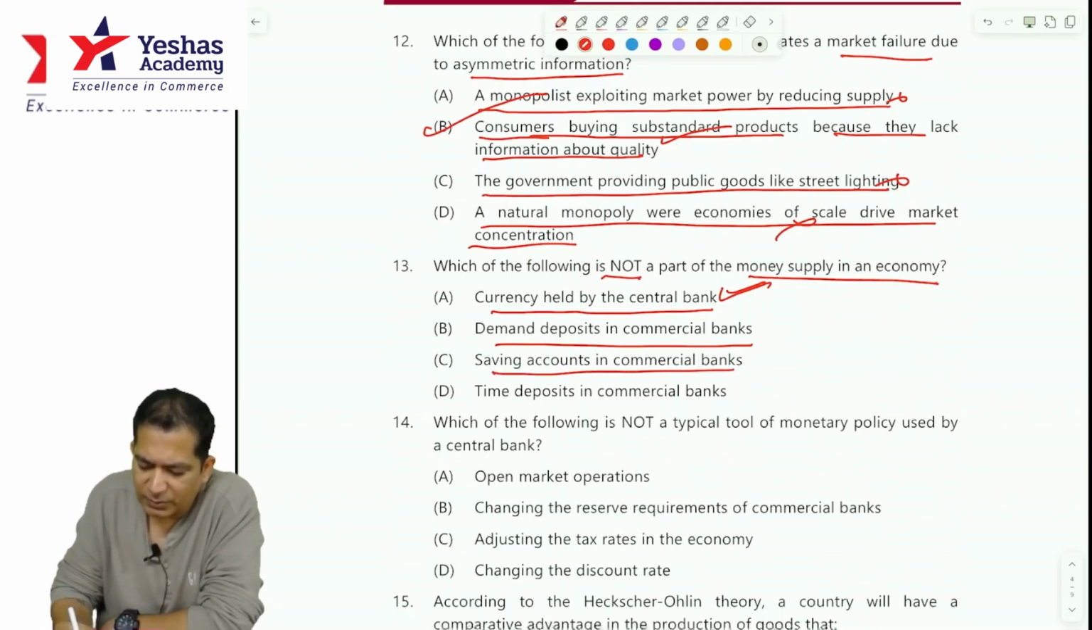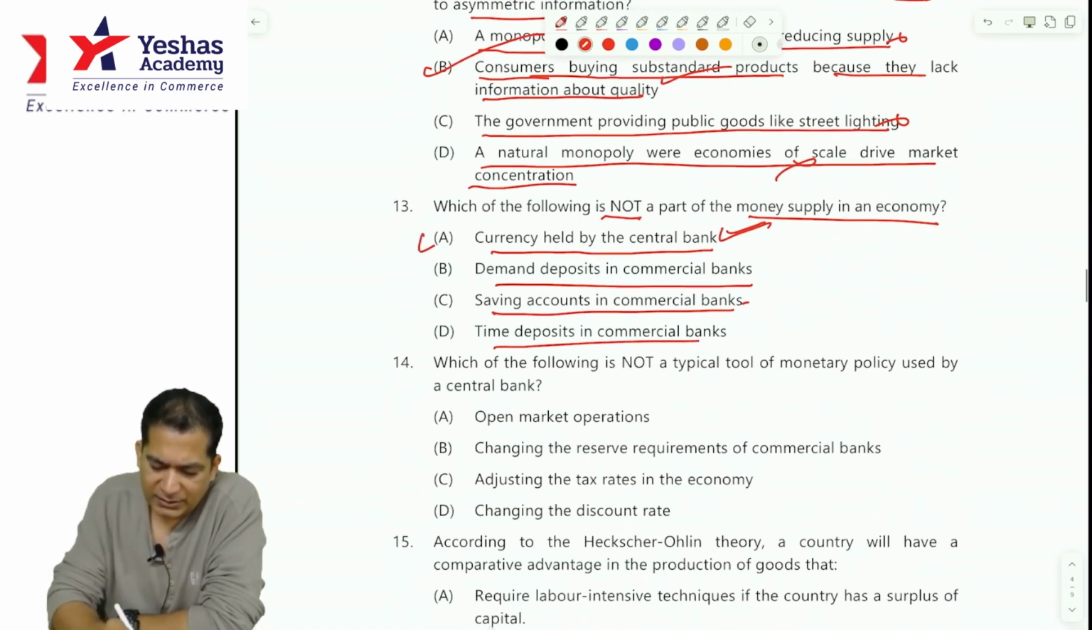Saving accounts of commercial bank, that is money with public. Time deposits, money with public. Money of public with the bank. So A is the answer.